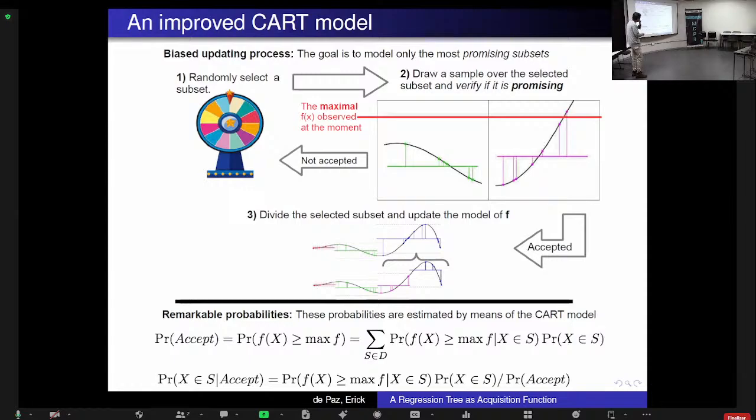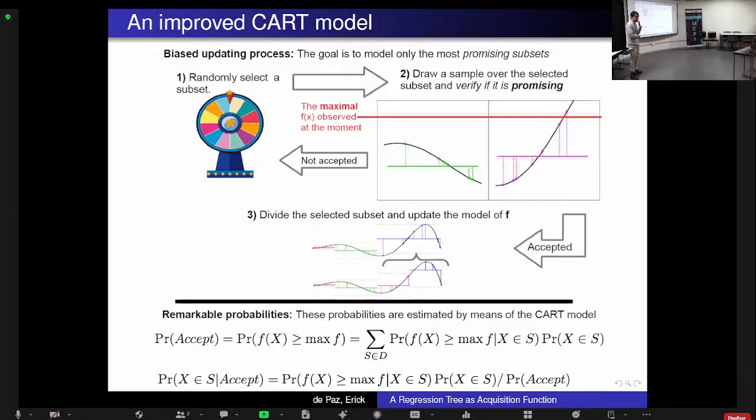If the subset is accepted, then we divide the subset, and it's possible to update the model of the function. Well, this cycle is useful to concentrate the sampling in the most promising regions of the search space. Now, the probability of accepting a subset and the posterior probability are easy to estimate by means of statistics of the CART model.